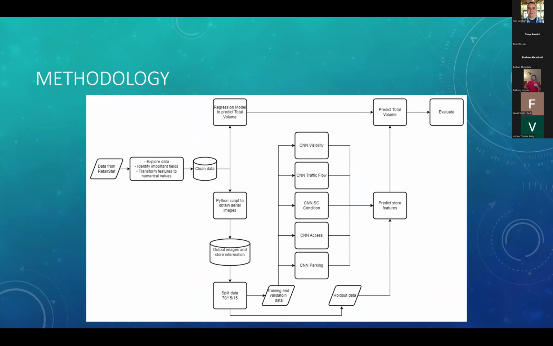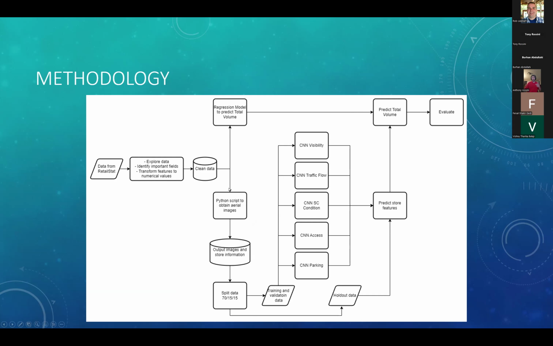And here we have the methodology workflow. So right now we're at this clean data step. So after receiving the data and exploring it, identifying the important fields and transforming the data a little bit, now we have our clean data set, and we have 2 paths that we can take. The first one is going up top to the regression model. So we build a regression model from the data to predict the total volume, and then we connect that later.